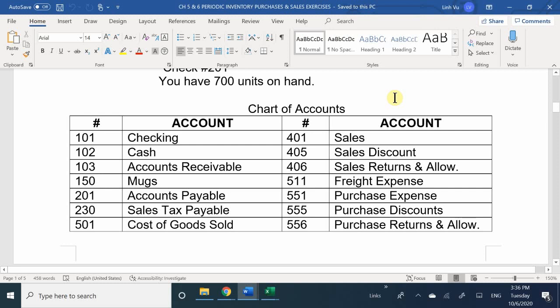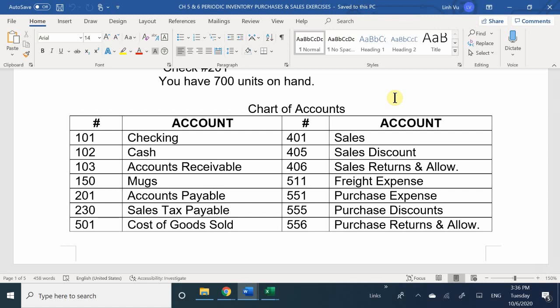Okay, so we are going to use our purchase returns and allowances, so 556. Now be careful. Who are we dealing with? Are we dealing with a vendor or a customer? A customer. Okay, hang on. So it's actually going to be 406, because it's sales returns and allowances. Correct. It comes out of our sales account. Good. No worries, this is all a learning experience. 406, sales returns and allowances.